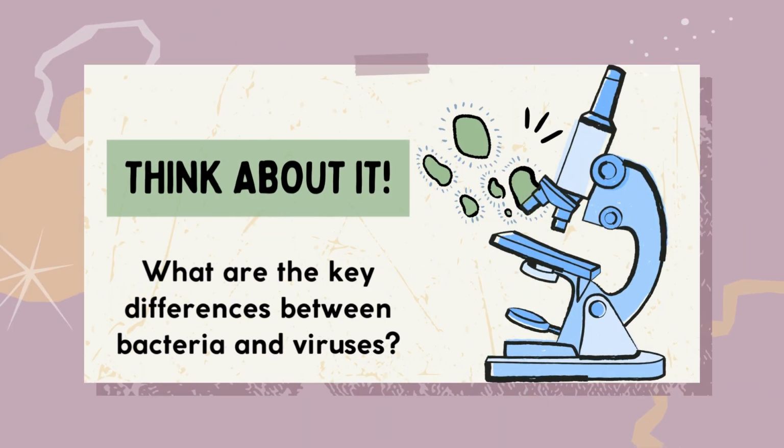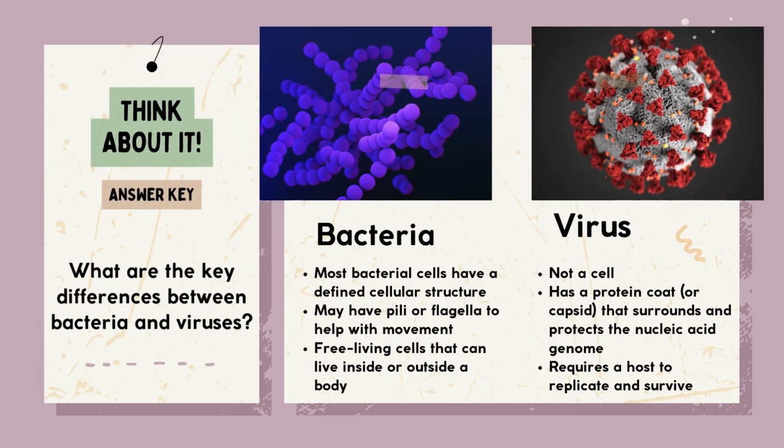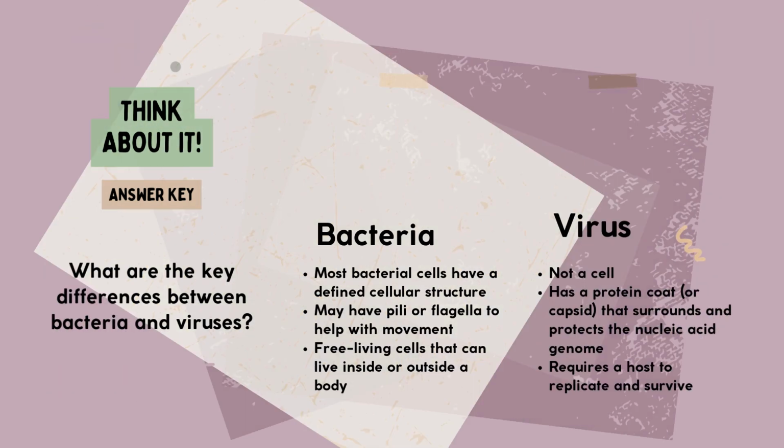Think about it. What are the key differences between bacteria and viruses? Most bacterial cells have a defined cellular structure; a virus is not a cell. Many bacteria have pili or flagella to help with movement; a virus has a protein coat that surrounds and protects the nucleic acid genome. Bacteria are free-living cells that can live inside or outside a body, and a virus requires a host to replicate and survive.